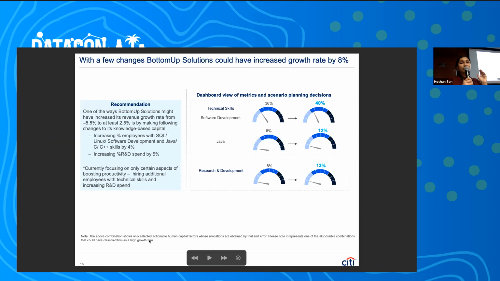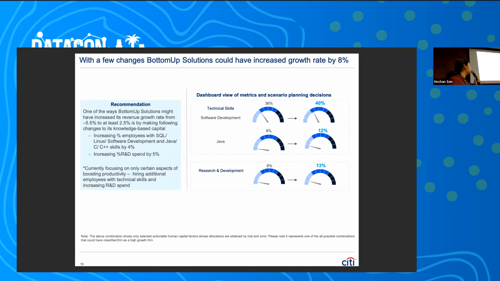So this is one combination of multiple combinations that is possible with this app for a bottom-up solution. One way they can increase their total revenue growth rate from minus 5.5% to at least 2.5%, which is our median threshold for the model, is by making a few changes related to their human capital. They can increase their percentage of employees in SQL, Linux, software development, and Java, C++ skills by 4% and increase their percentage R&D by at least 5%. If they do that, they can boost their total revenue growth rate.